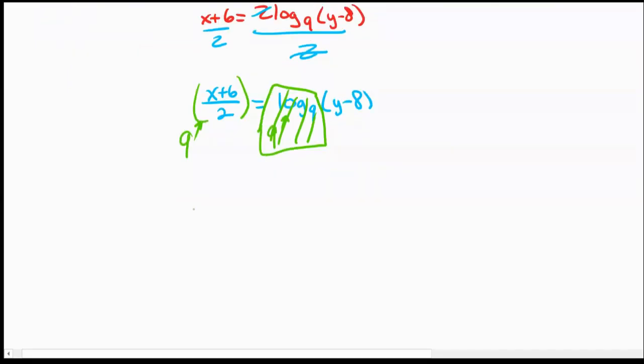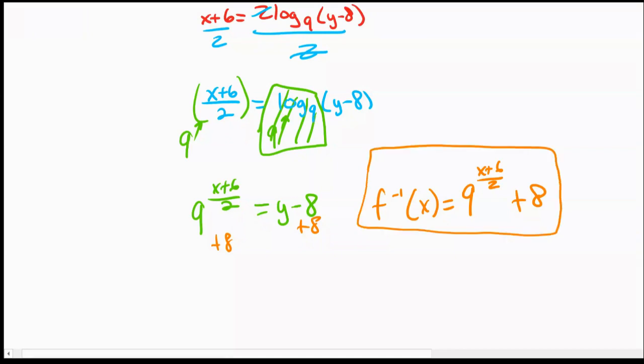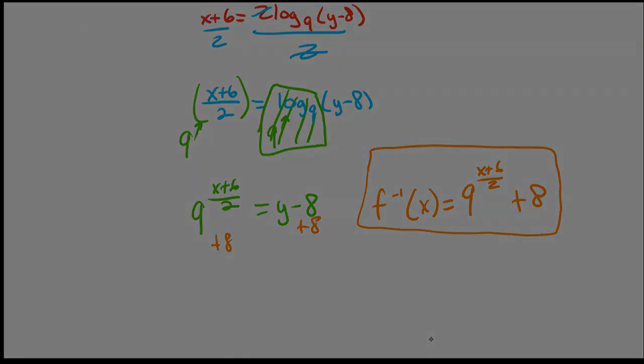So I end up getting 9 to the power of x plus 6 over 2 equals y minus 8, because the log has now been canceled out. I add 8 to both sides. That gives me my final inverse here of 9 to the power of x plus 6 over 2, plus 8. That is how you find the inverse of a logarithmic function.